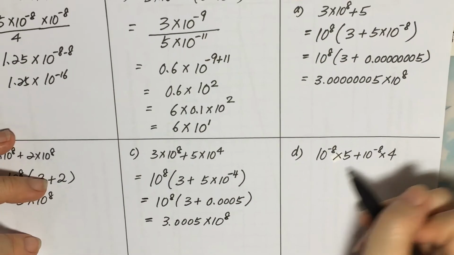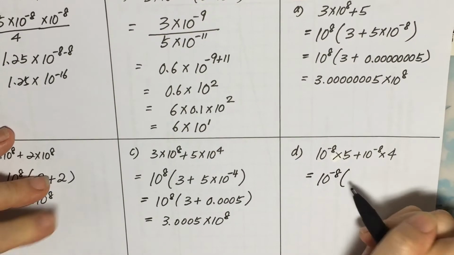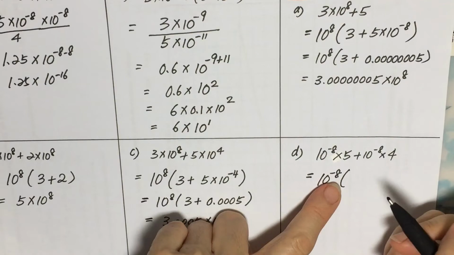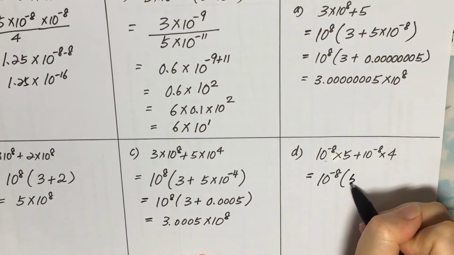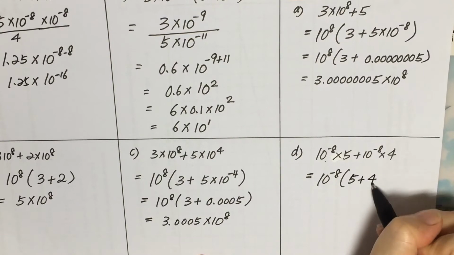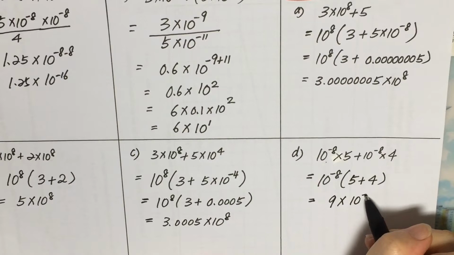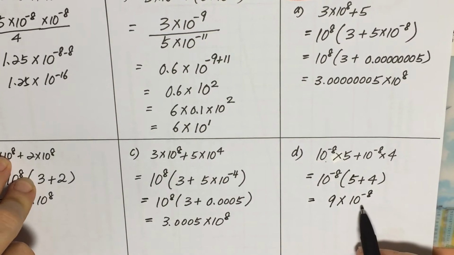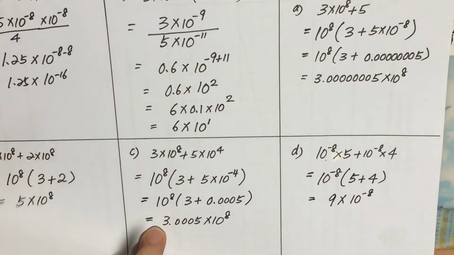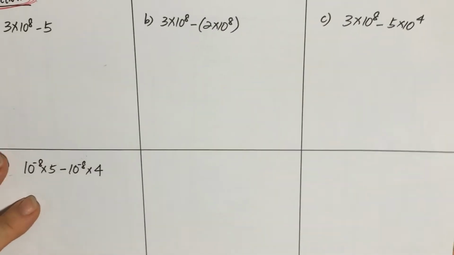Okay, next, this is easy. 10 to the power of negative 8. This is 10 to the power of 8, but this is 10 to the power of negative 8, meaning these two are very small numbers. So when I take 10 to the power of negative 8 out, I'm having 5 plus 4. So 5 plus 4 is 9. So just 9 times 10 to the power of negative 8. So you see this number is between 1 and 10, and then this is an integer. It can be a negative integer. When it's a negative integer, it means it's a very small number.